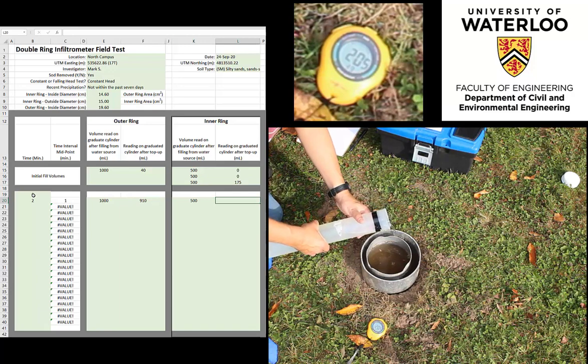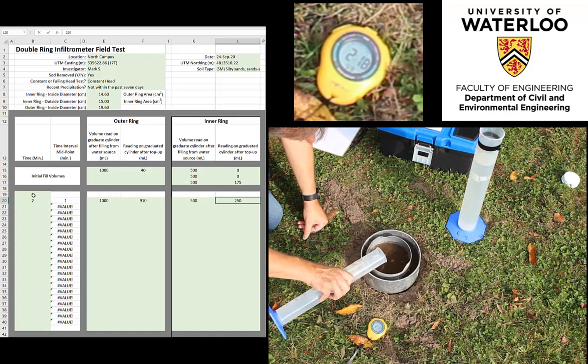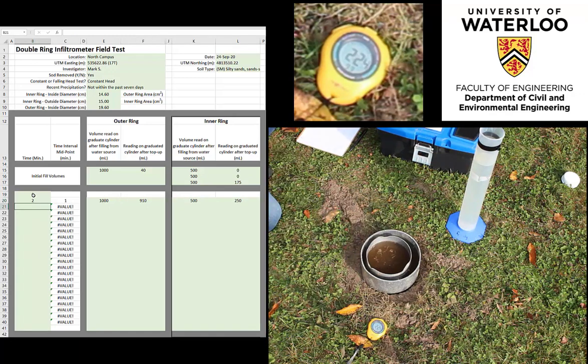Then, after volumes of water have been dispensed into the 2 ring areas, hence volume 1 and volume 2 areas, the updated volumes observed on the graduated cylinders are recorded.